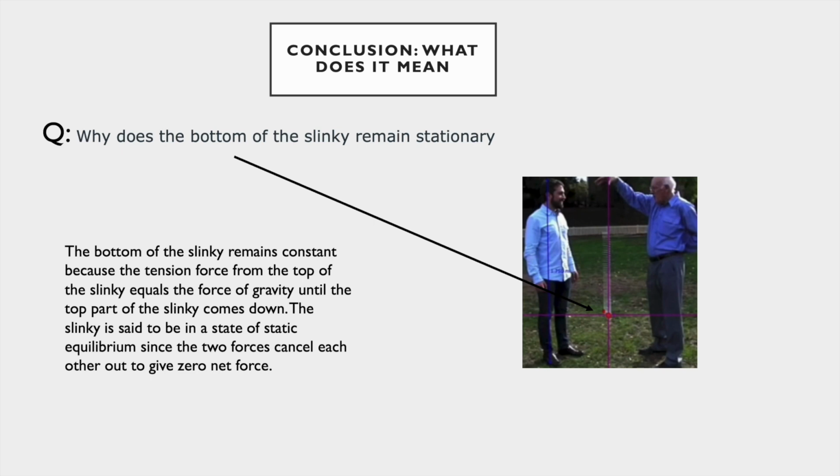So why does the bottom part of the slinky remain stationary? The bottom of the slinky remains constant because the tension force from the top of the slinky equals the force of gravity until the top part of the slinky comes down. The slinky is said to be in a state of static equilibrium since the two forces cancel each other out to give 0 net force.